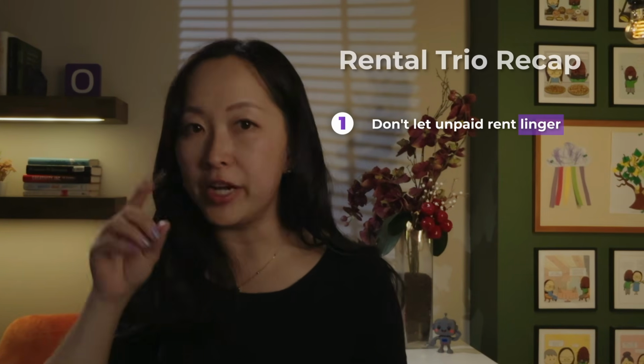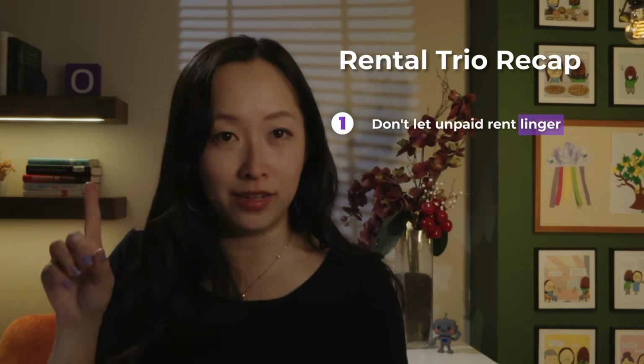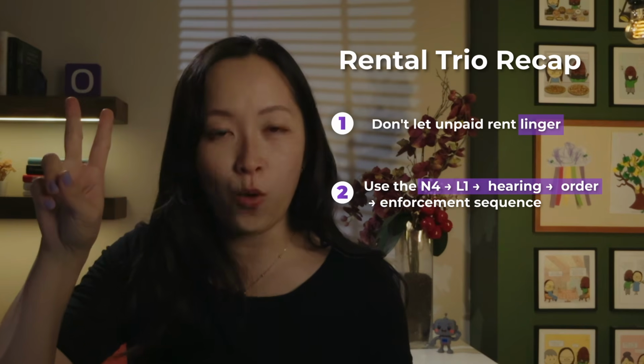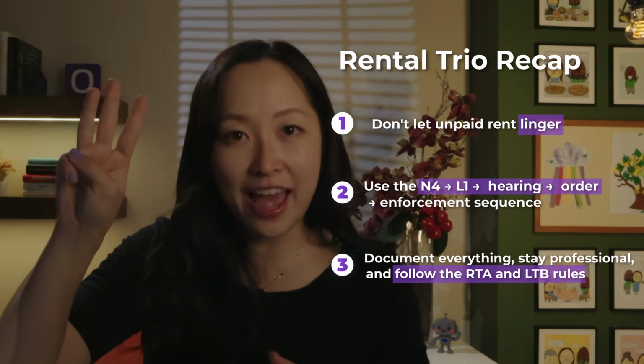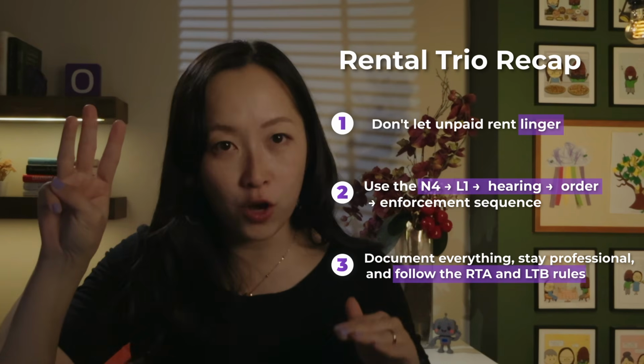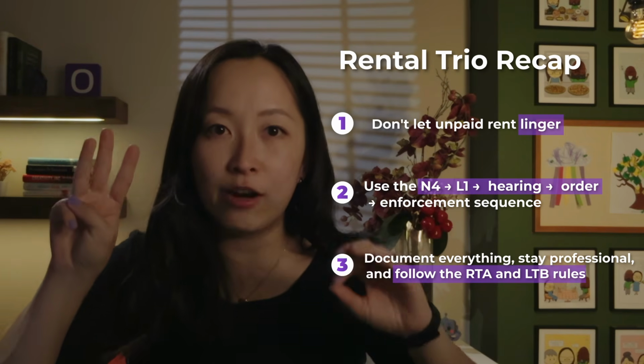It's time for the rental trio, the 3 top takeaways for tenants and landlords alike in today's lesson. Be polite, but don't let unpaid rent linger. Use the N4, L1, hearing, order, enforcement sequence. Document everything, stay professional, and follow the RTA and LTB rules very, very closely. That way, even if the eviction is your last resort, you've built a legally sound case and you've shown you've given the tenant many opportunities to pay the arrears.